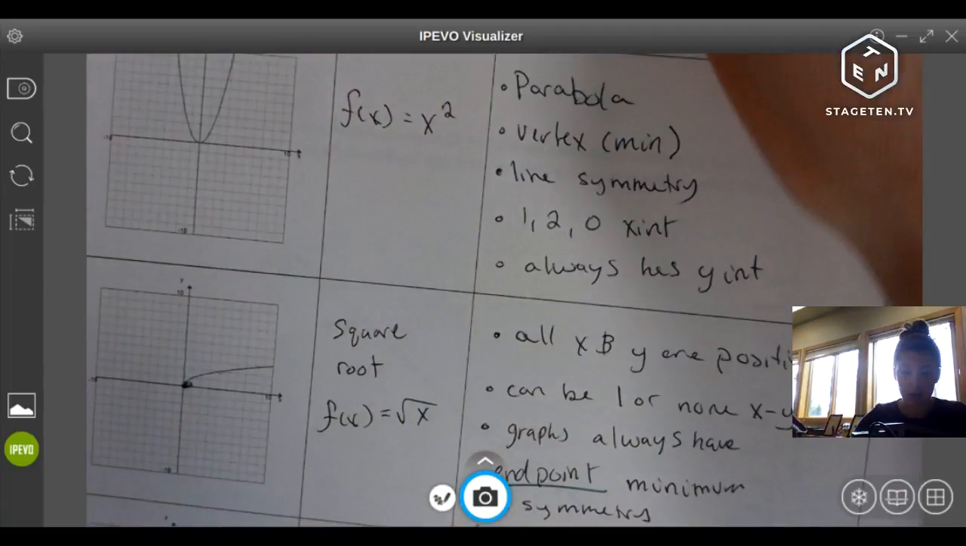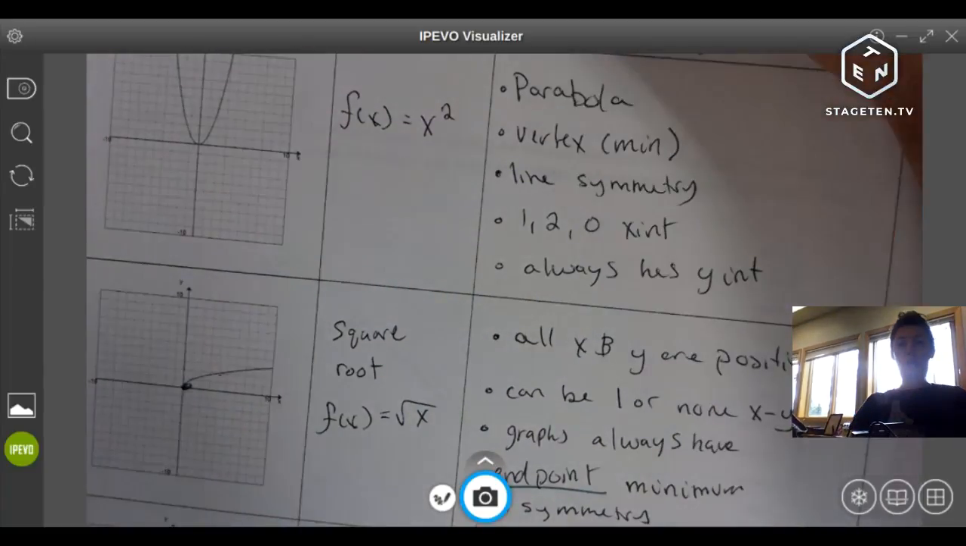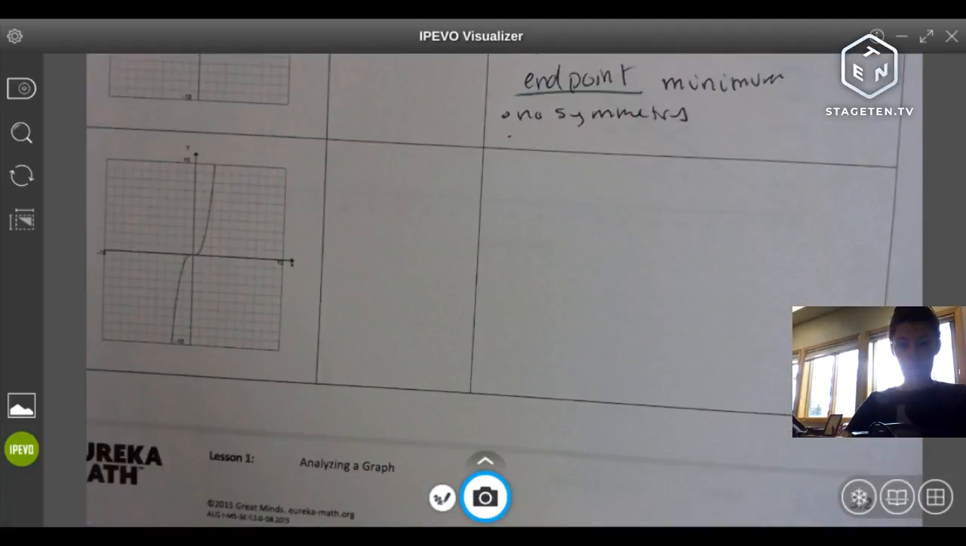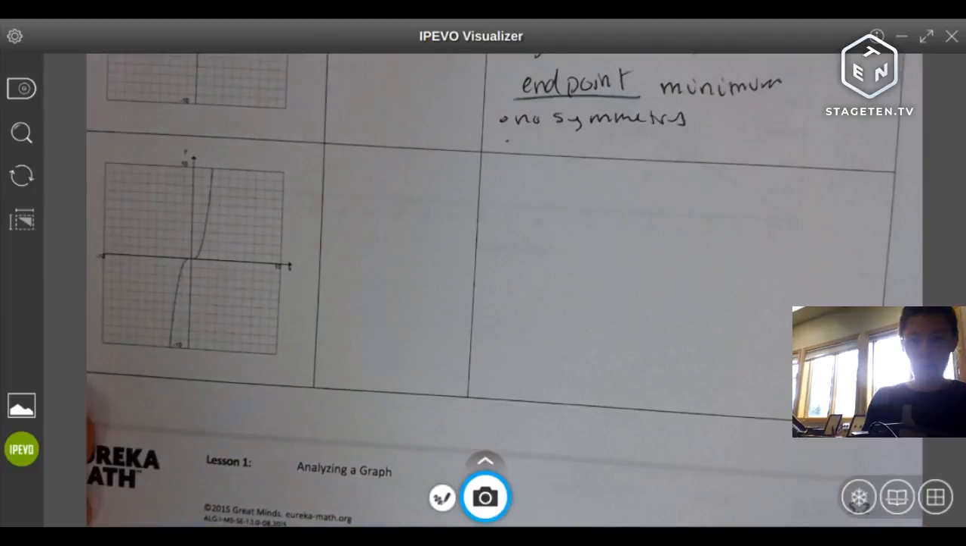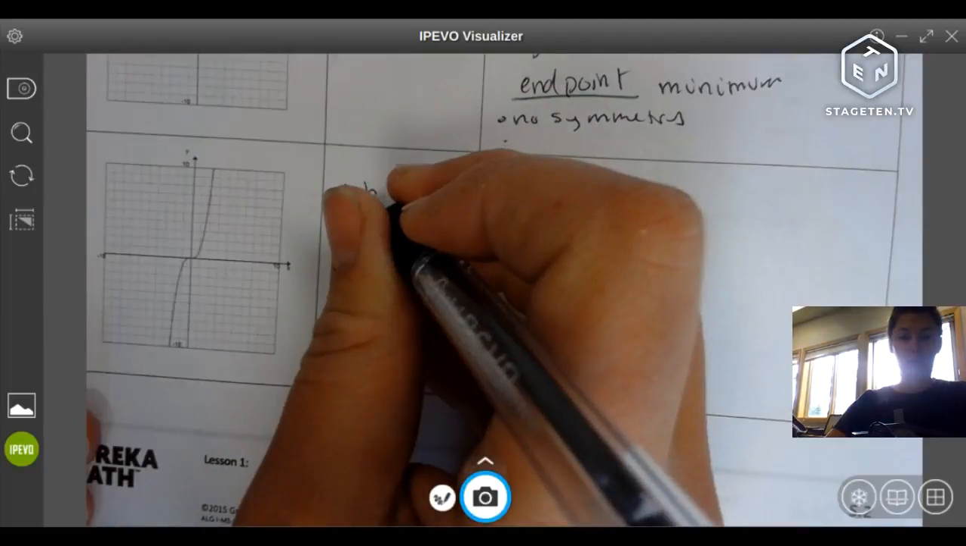Domain and range restrictions, and no symmetry. Right, this is not symmetrical. You couldn't fold it any way and have it touch itself. Yep. All right. Next.